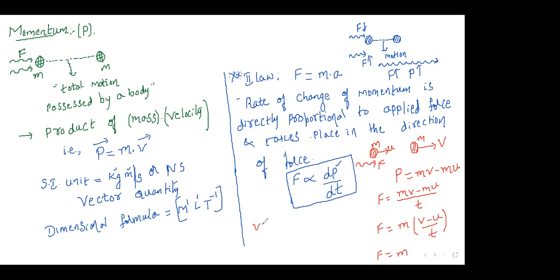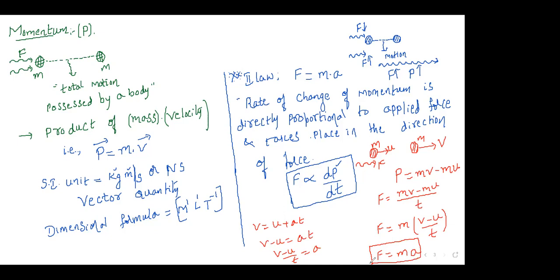You know that the equation of the motion v is equal to u plus at, isn't it? So what is v minus u? a into t. So what is v minus u by t? a. So v minus u by t is nothing but a. So what is the force formula? Mass into acceleration. It's a very simple derivation.